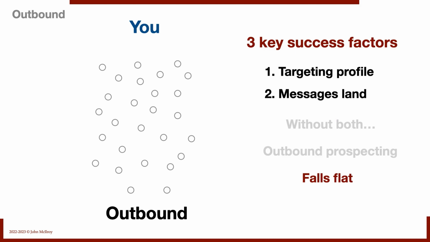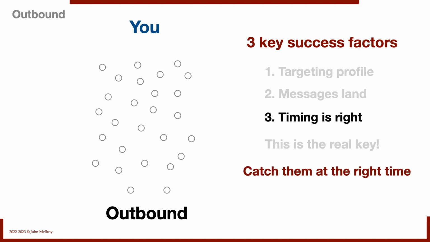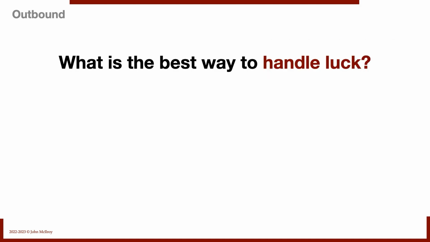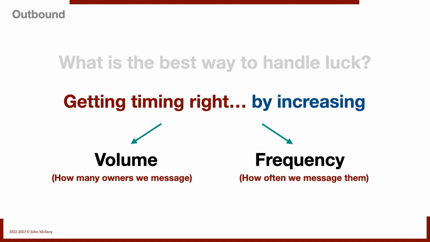In fact, without both of them, outbound prospecting really falls flat. But I don't think it's the most important one. The most important one in my mind is timing. We want to time it so that we're sending a message out at the very same time that the owner has decided to sell. This is the real key to outbound prospecting. You need to catch them at the right time. And luck is a huge factor in catching them at the right time. So if luck is important, what is the best way to handle luck? We just do that by increasing volume and frequency. How many owners that we message, that's the volume, and how often we message them, that's the frequency.